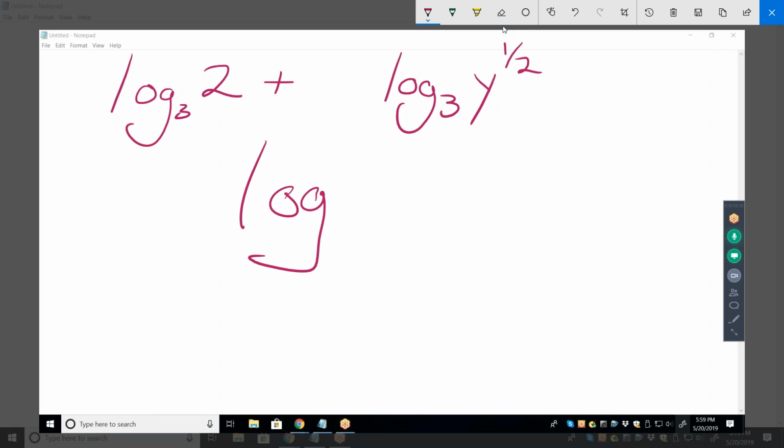So it'd be log base 3 of 2 times y raised to the 1/2. Just like that. Now, in this case, you cannot take that 1/2 down in front because the 2 is not being raised to the 1/2. Only the y is. That's why you do the first part first. In other words, why you get rid of the leading coefficients first.